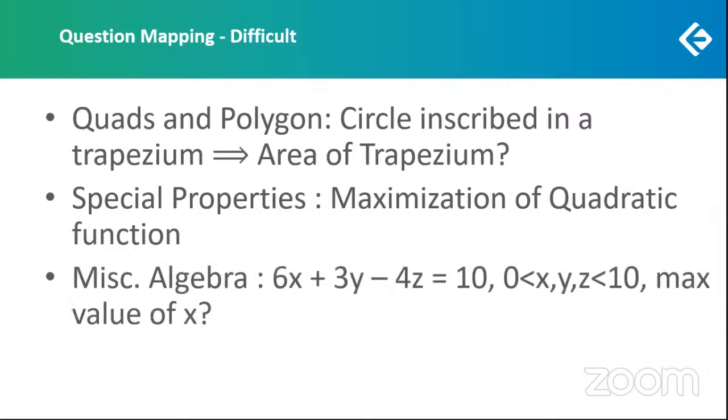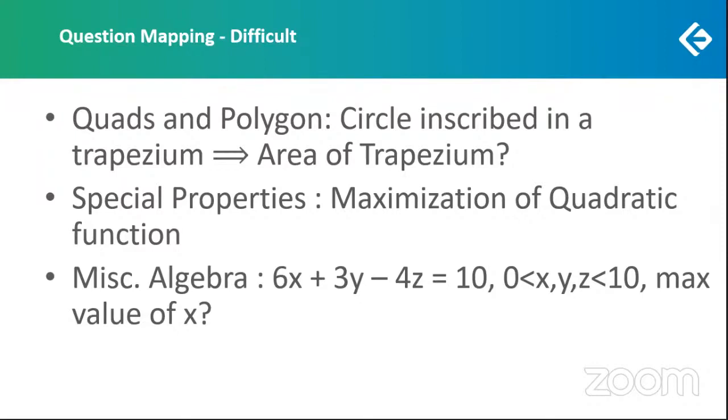A question on miscellaneous algebra where the equation was given: 6x plus 3y minus 4z equals 10, and x, y, z, all three numbers belong between 0 and 10, so greater than 0 and less than 10, and one had to find out the maximum value of x here.